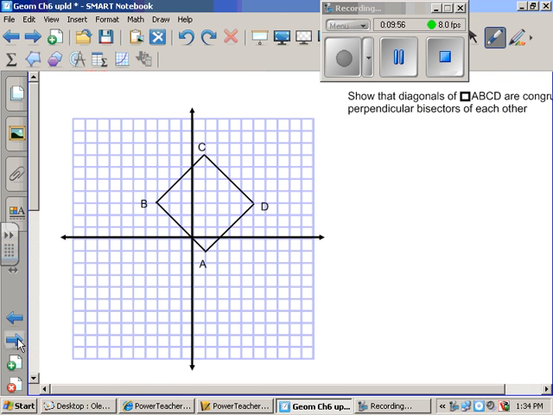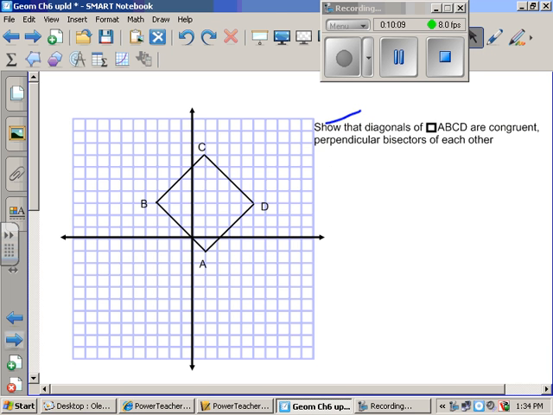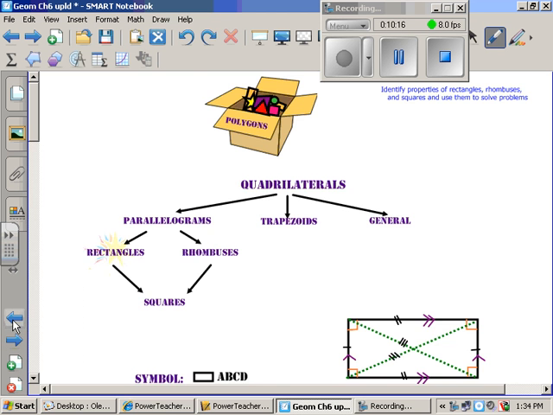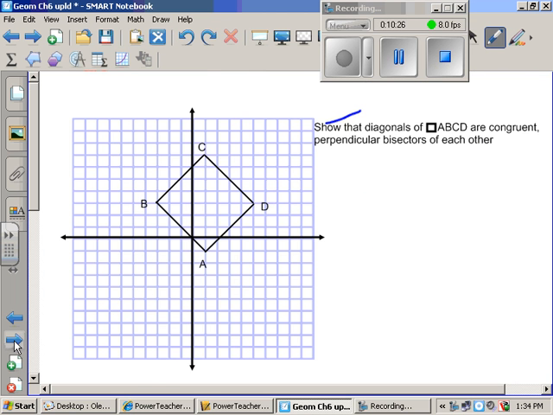Oops, if I want to prove that this is a square by proving that the diagonals are perpendicular bisectors, because if you think about it, if the diagonals are perpendicular and they bisect each other because they're a parallelogram, then that makes them perpendicular bisectors. All right, so the first thing, again, every time, I'm going to prove that it's a parallelogram.